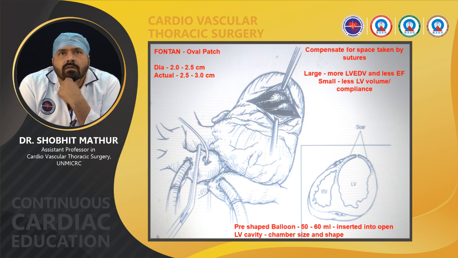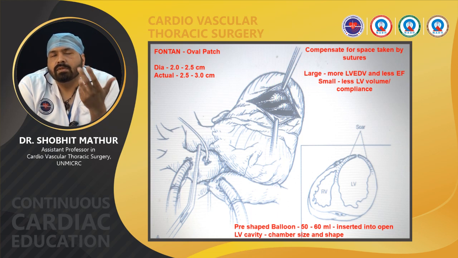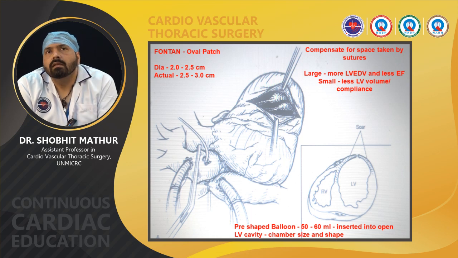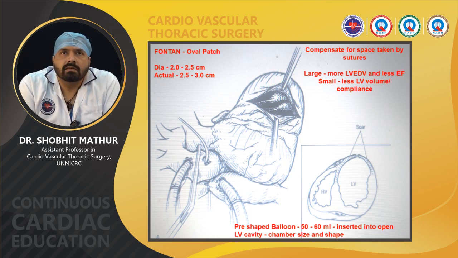Fontaine and colleagues did a lot of work on this subject, and they studied the dimensions of a lot of normal hearts according to age, and the dimensions of the various aneurysms that normally get formed. So they have devised a measurement for the patch that we are going to take. Fontaine said that the patch should be a classical oval patch. The diameter of the patch should be 2 to 2.5 centimeters. The actual diameter has to be 0.5 centimeter more, that is 2.5 to 3 centimeters.